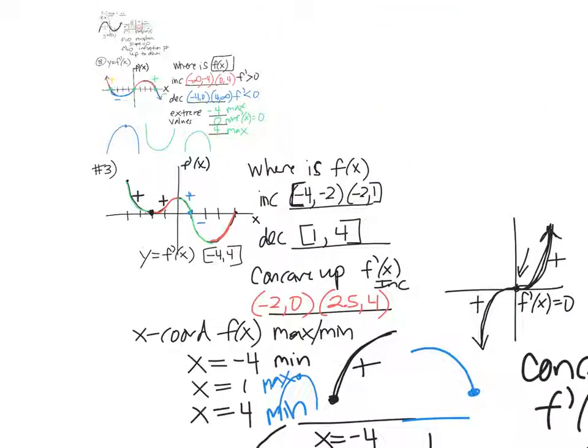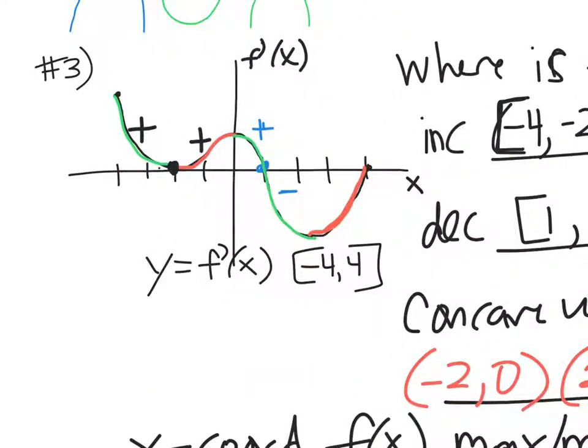So the inflection points are going to be when f prime has the maximums and minimums. The ends, no, because inflection points mean it's changing from concave up to concave down. There's nothing happening on the outsides of the endpoints. So just the inside points will be inflection points.